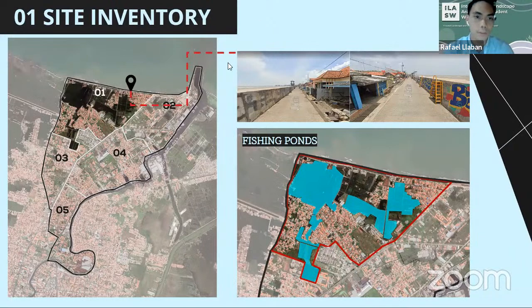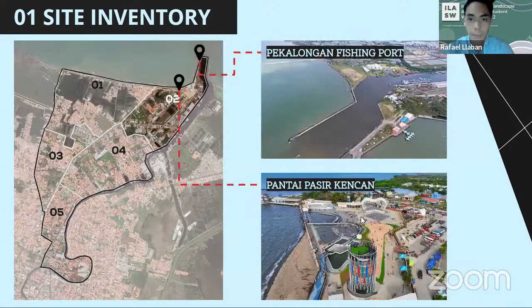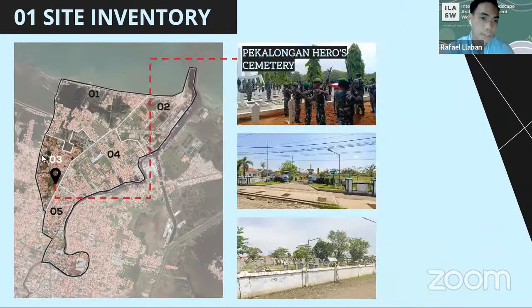So next, area 2 to the west, to the east side of that, its most prominent features are on the coastline with the Pekalongan Fish Port here, and the Pantai Pasir Kencana, which is a public open space on the beach. Next, area 3 is here to the middle west side, and mostly it's residences again, with its most prominent feature being this large open space here, which is the Pekalongan Heroes Cemetery.